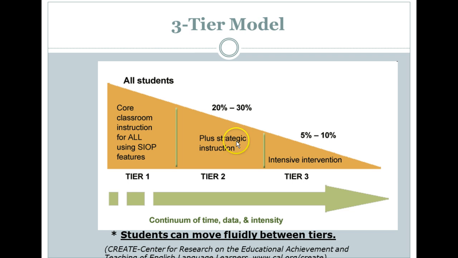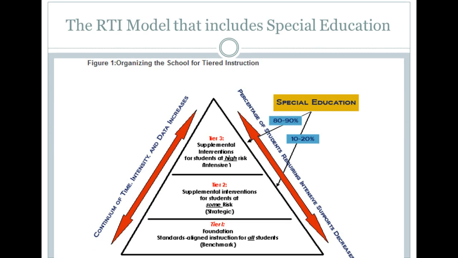Now, it is not feasible for you to have interventions for 80% of your student population. If 80% are in need of intervention, something is not happening in your core classroom instruction. So as you move up the tiers, you also increase with time, data, and intensity. So you increase the amount of time you're spending, you increase data collection and the intensity of your intervention. And I'll show you more about what happens in each of the tiers in a minute.